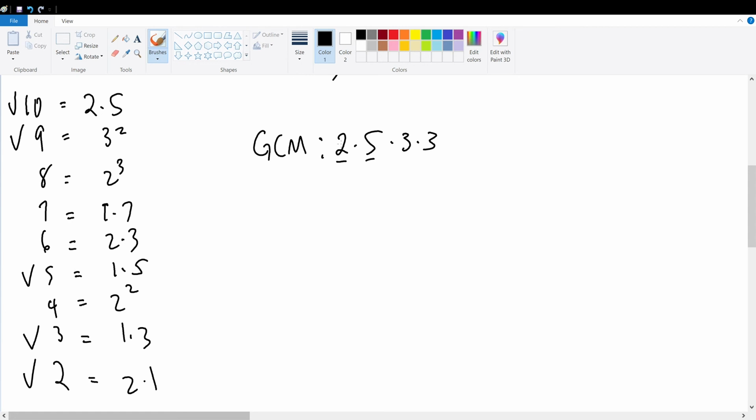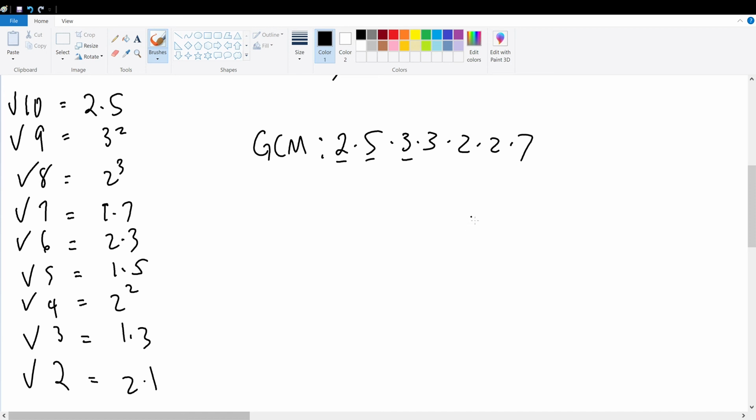And then moving on to 8. 8 requires 3 2's to get, but we only have 1 2. So we need to multiply it by 2 more 2's. Hence, we got this out the way. And subsequently, we got 4 out the way because 4 requires 2 2's and we already have 3 2's. So that is sufficient. What is 7? 7 can only be found by 1 times 7, so we must multiply this by 7. 6 is equal to 2 times 3, which is already covered with 2 and 3 present within this multiple.